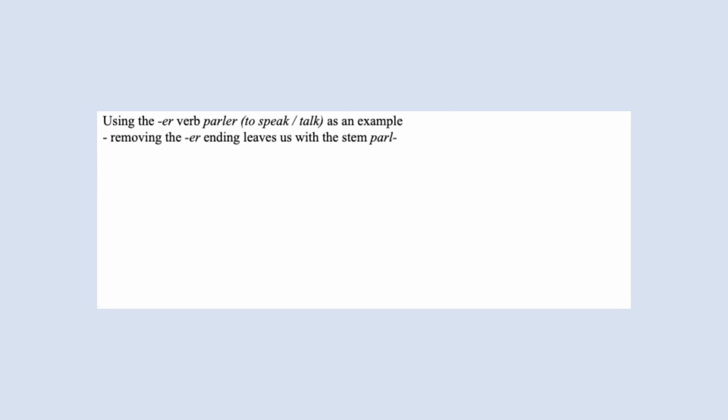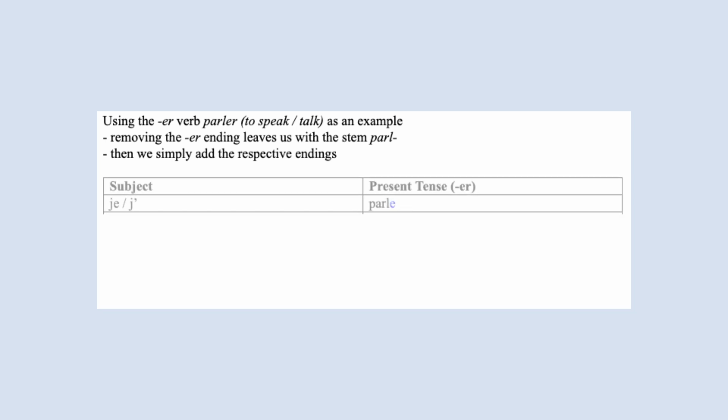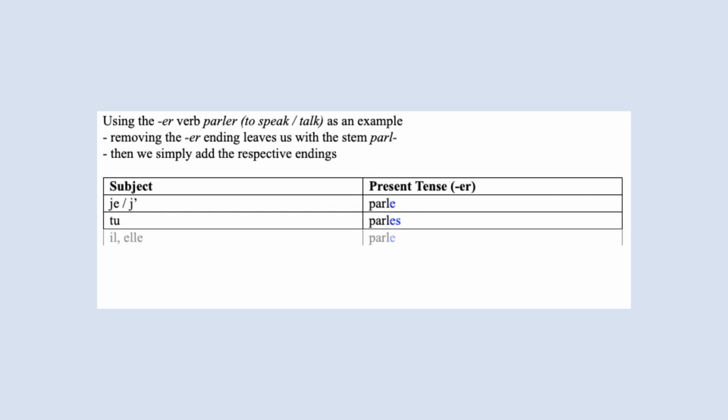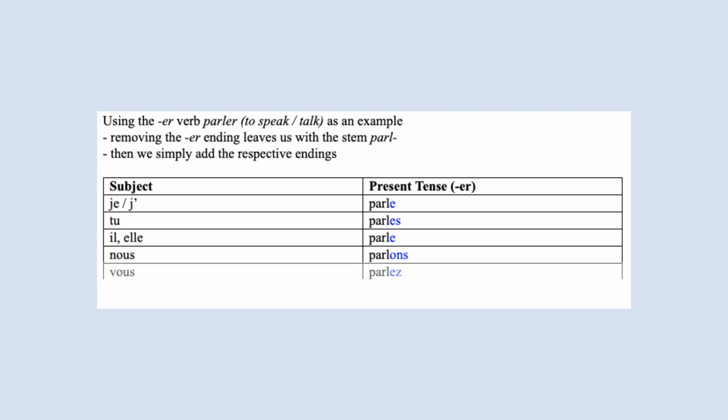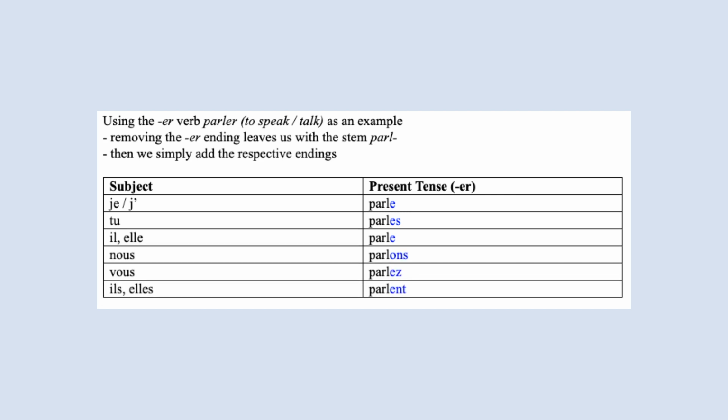So for the verb parler, we remove the infinitive ER ending, giving us the stem parl. And to this stem we add the respective present tense ER verb endings afterwards. Parle, parles, parle, parlons, parlez, parlent.